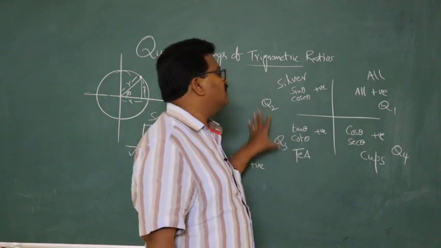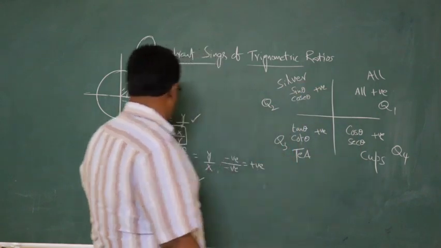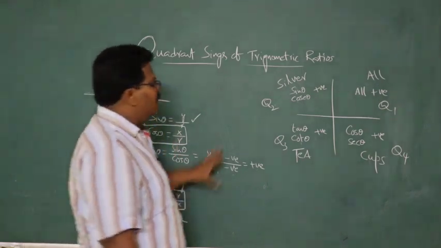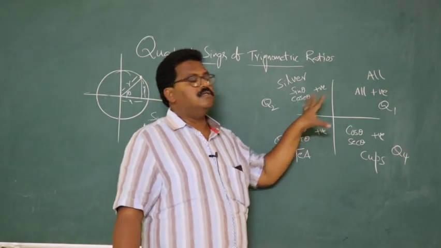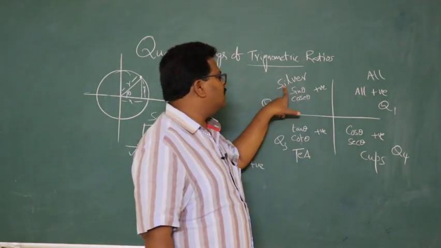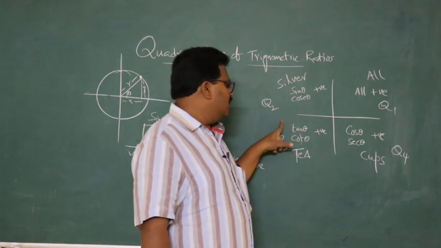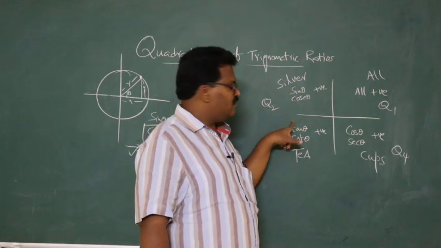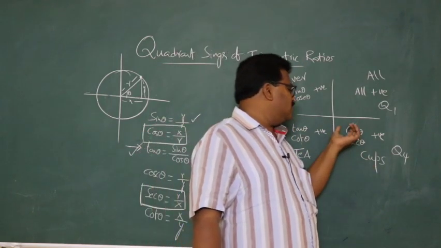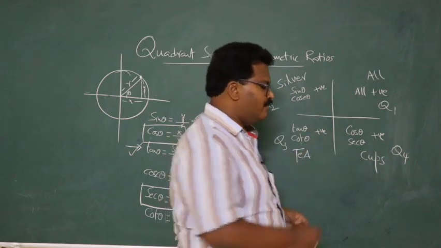So I have to remember like this: all silver tea cups. So no need of this discussion; simply for understanding purpose I explained. So what we have to remember is all silver tea cups. In the first quadrant all, second quadrant silver. Silver means sine and cosecant. In the third quadrant T means tan and the reciprocal of tan is cot. In this, these two are positive. Cups means cos and secant. So we have to remember this. This is very very important.